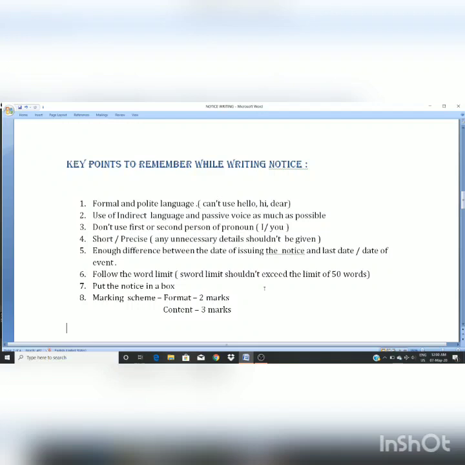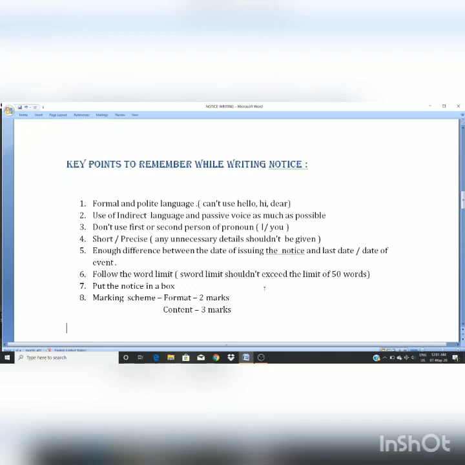There are few rules of writing notice. First thing, formal and polite language. You will always use formal and polite language in writing notice. Like you cannot use hi, hello or dear. Okay, the language should be very formal. Second, use of indirect language and passive voice as much as possible. You will use as much as possible passive voice. You will not use active voice.